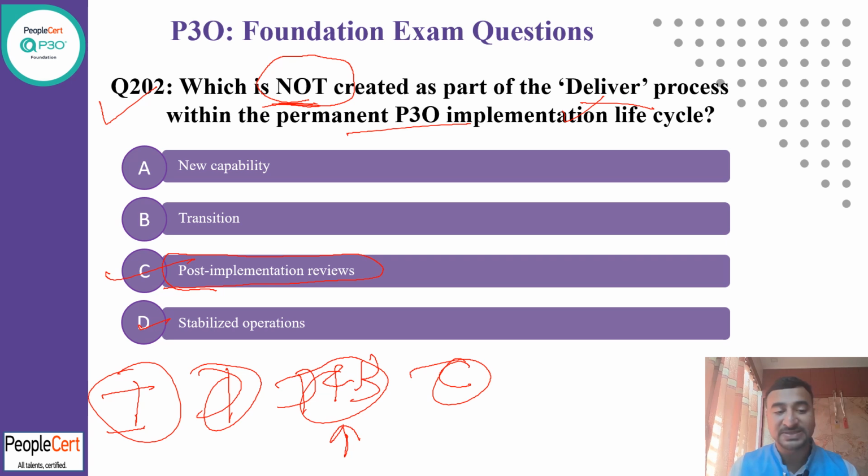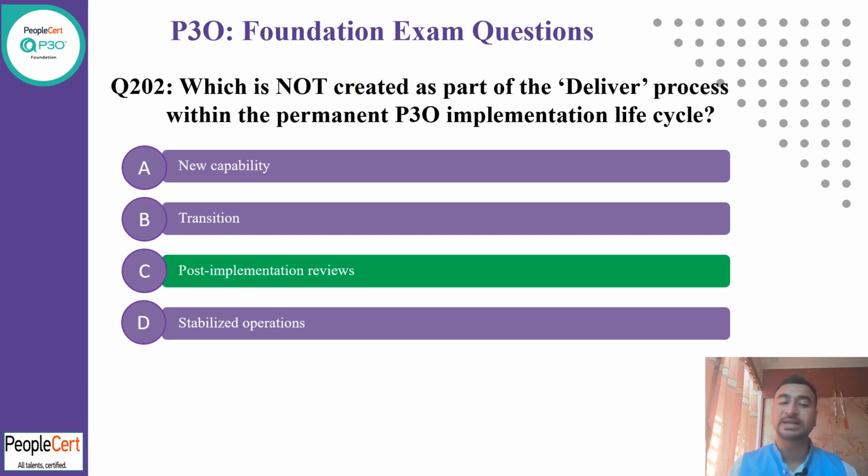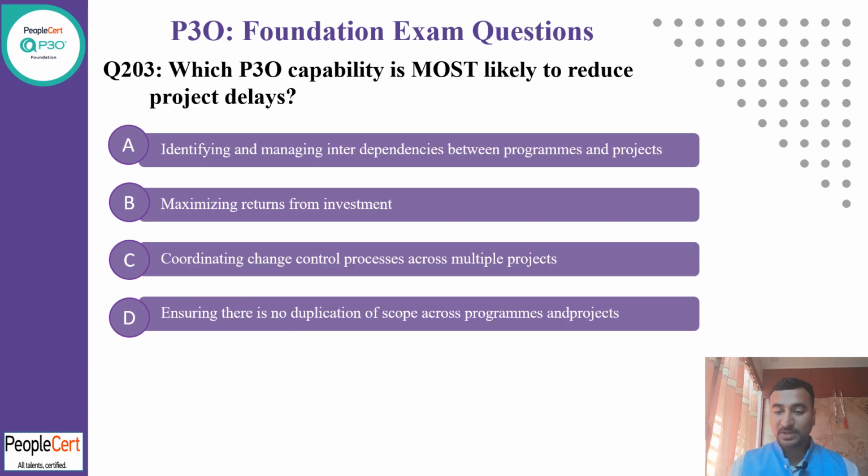Now you may get confused between C and D because operation is related to your business as usual, but try to understand deliver capabilities and realize benefits. When you realize the benefit, when your operation gets stabilized, only in that case do you get benefit realization. So the post implementation review happens once you complete the fourth stage, closing the program management cycle, and then you do the post implementation review. So I believe C would be the most correct answer over here. Yes, that's correct. Let's move to the next question, number 203.